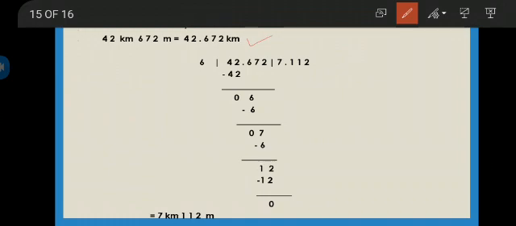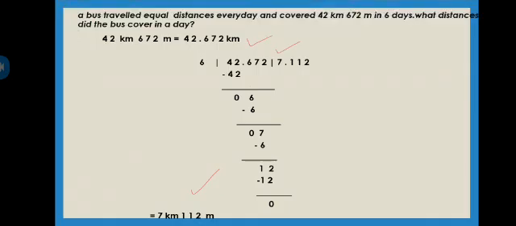You get 42.672 kilometer. Now you divide by 6. You will get 6 sevens are 42, then 42 minus 42 is 0, then you bring down 6. Now 6 ones are 6. So 6 minus 6 is 0. Then now you bring down 7. Again 6 ones are 6. Then 7 minus 6 is 1. Again bring down 2. 6 twos are 12. So the required result is 7 kilometer 112 meter. Okay. Thank you.